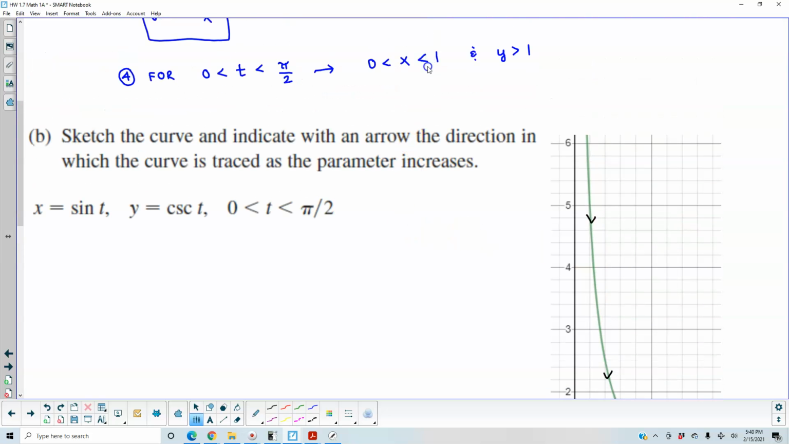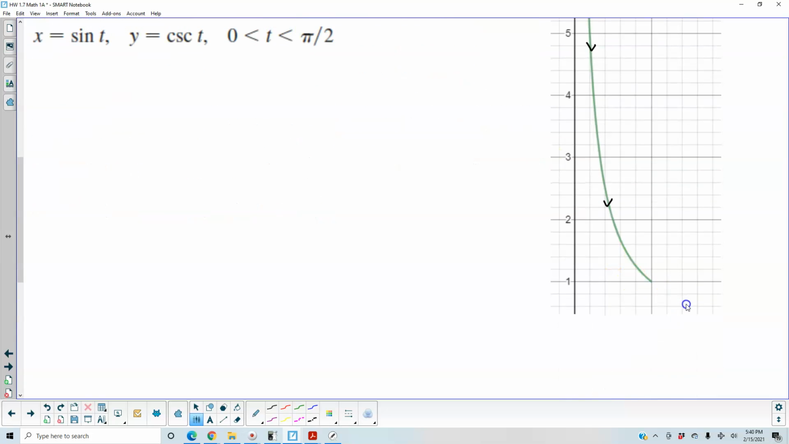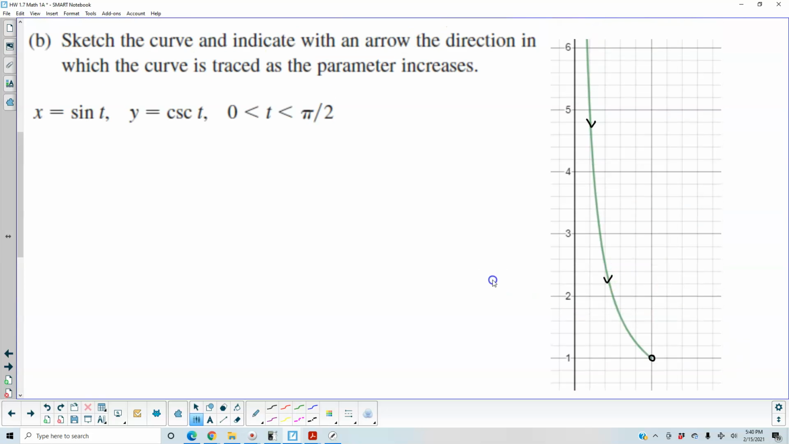We know that we can't include the value of 1. It says less than, not less than or equal to. So down here, we should have an open circle here because we cannot include the point 1, 1. So therefore, there is the graph of this curve.